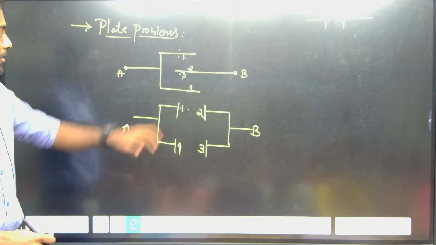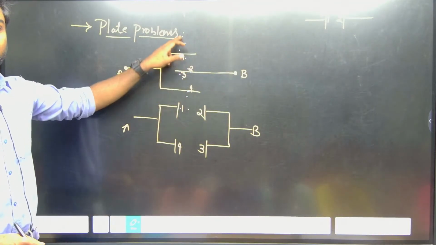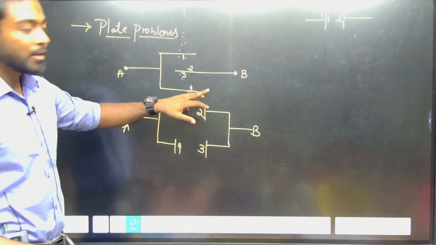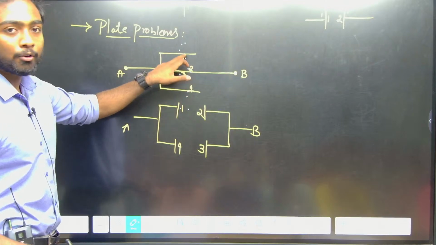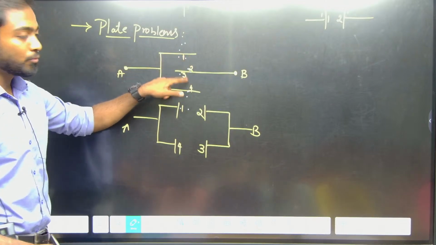So always ignore the outer parts. Okay, always ignore the outer parts. Either you start from here or you start from here. If you start from here, 1, 2, 3, 4. Or if you start from here, 1, 2, 3, 4. Okay.